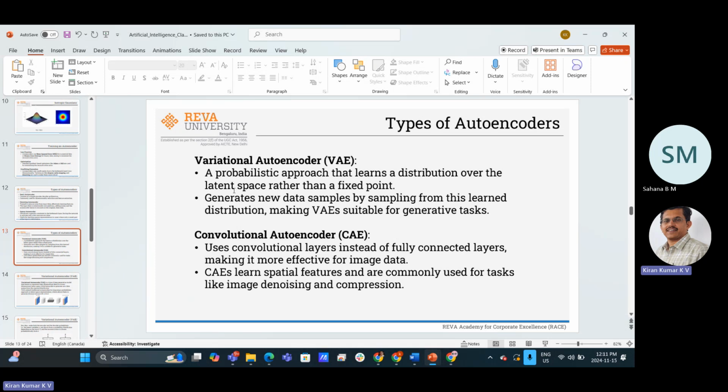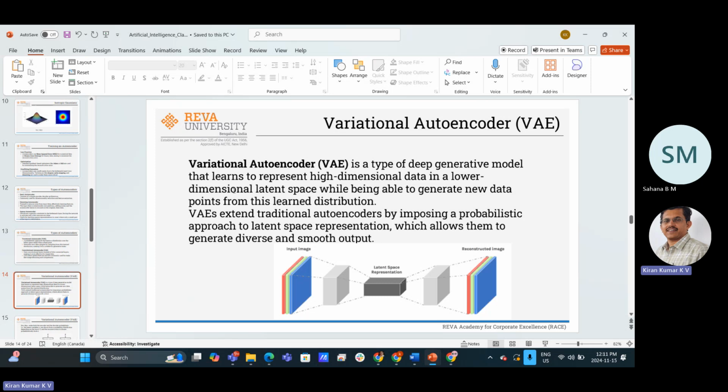It will not give the original image. Something similar to that it might give with black and white stripes. It will never give the original image. It will be a variation of it. Okay, let us see how this variation comes into picture using variational autoencoder.